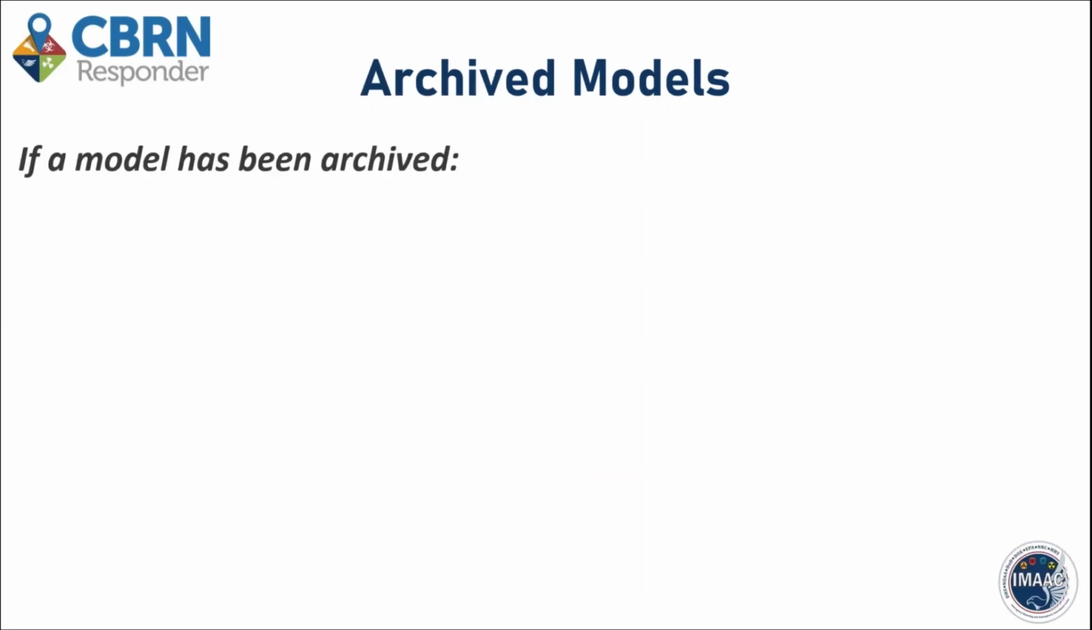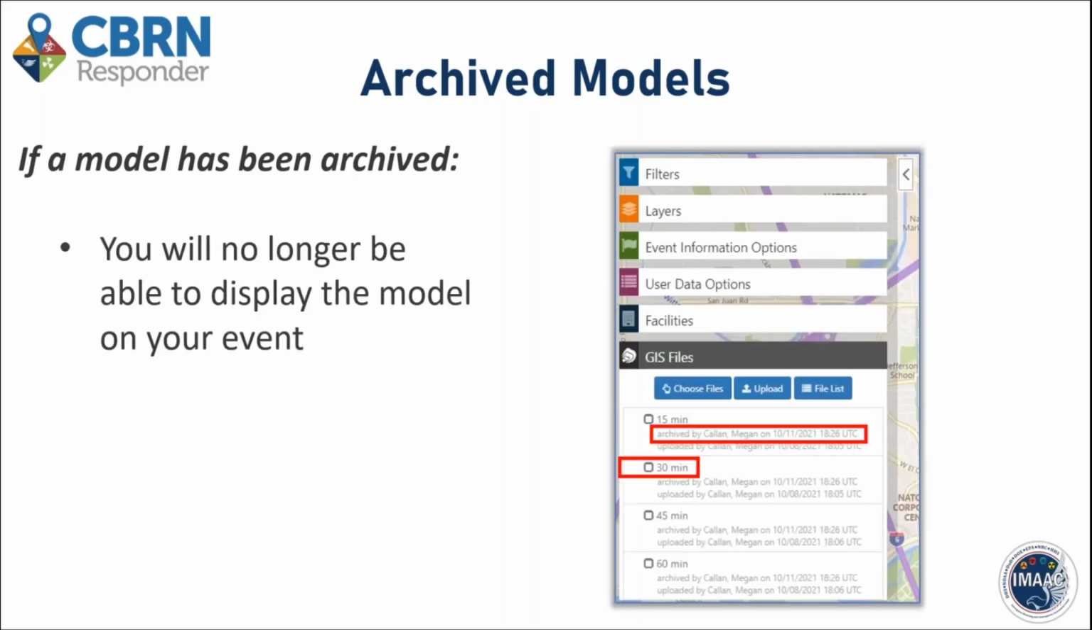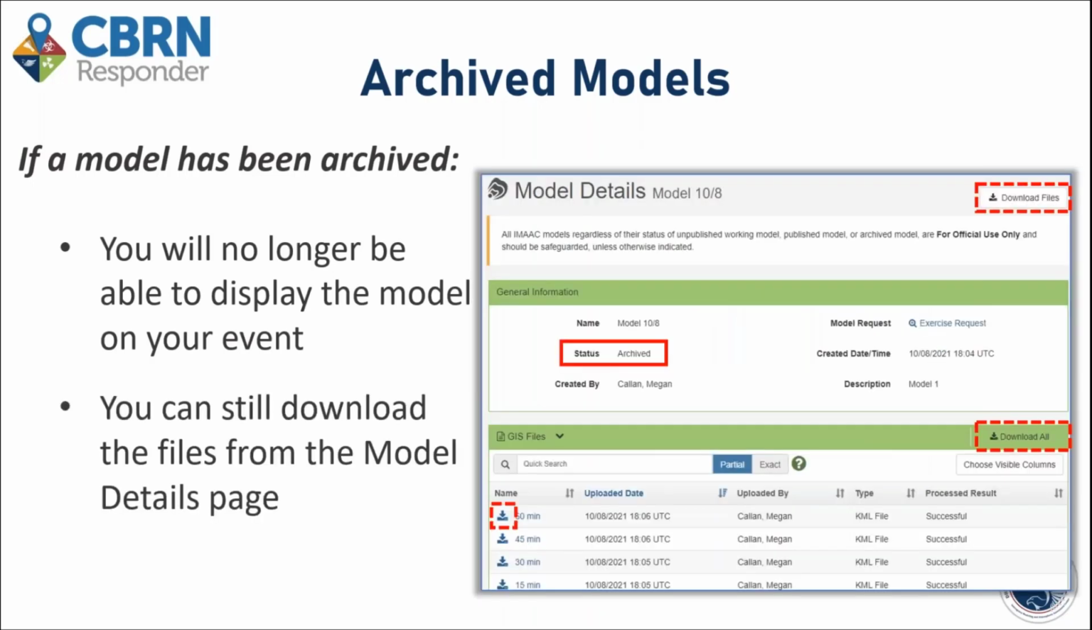So going back to those archived models, what exactly does this mean? If a model has been archived, you will no longer be able to display the model on your event map. Only IMAAC personnel can archive the models. So an example of why they would do this is if they're outdated. Even if the model is archived, you can still download the files from the model details page. You just won't be able to display them on the map.